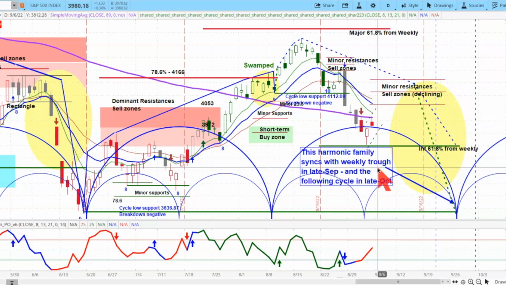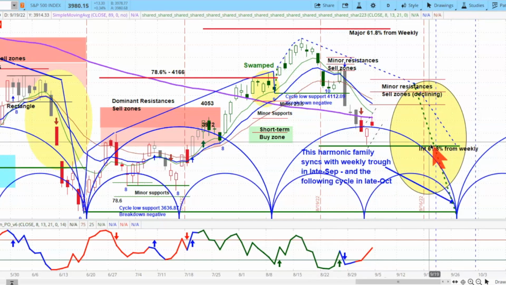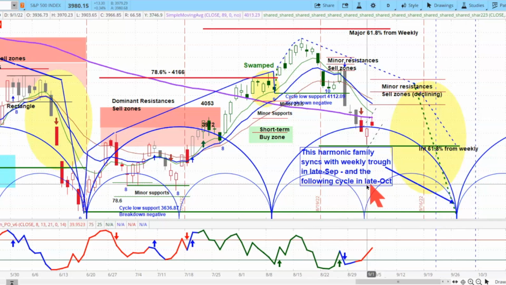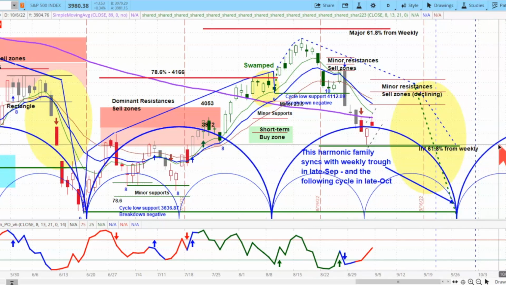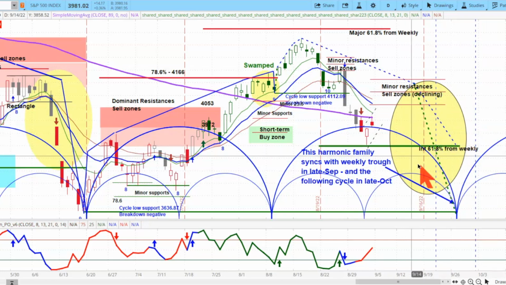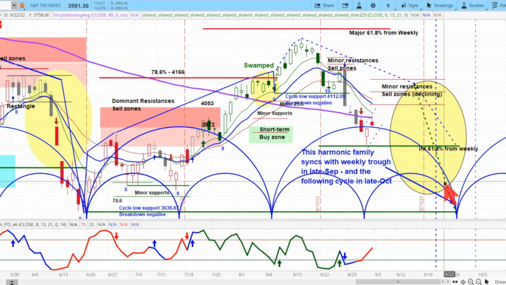In other words, on the weekly charts in late September, which is this right here, and in late October, which is this next cycle out over here. So we don't know for sure whether this is going to be the big downside move or it comes out over here, but there is a ton of risk right in this period right here.